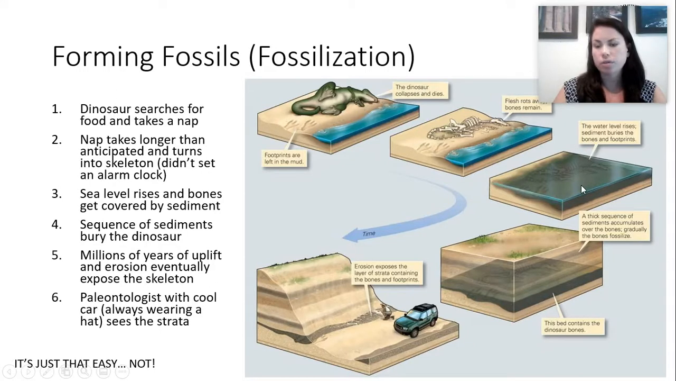And over geologic time, more sediment gets piled on and piled on and piled on, and it creates a sequence of beds. And then over even more time, millions of years, a different process takes place, and that section then becomes eroded away and visible to us at the surface. So here's a paleontologist with a cool car here, and he's also wearing a hat, so he's very cool. He sees the strata, or she sees the strata at the surface now. So something that occurred millions of years ago is now visible at the surface.